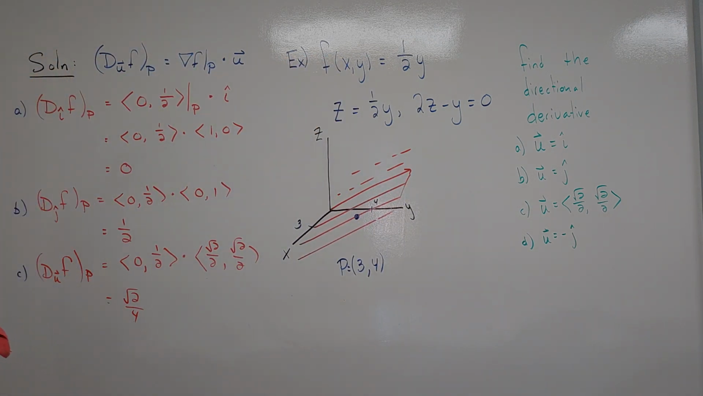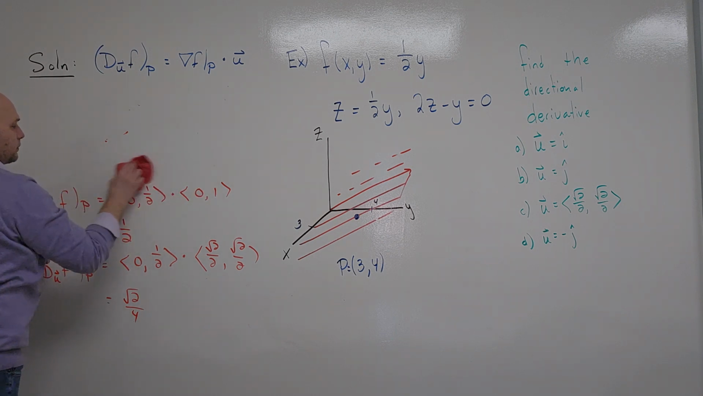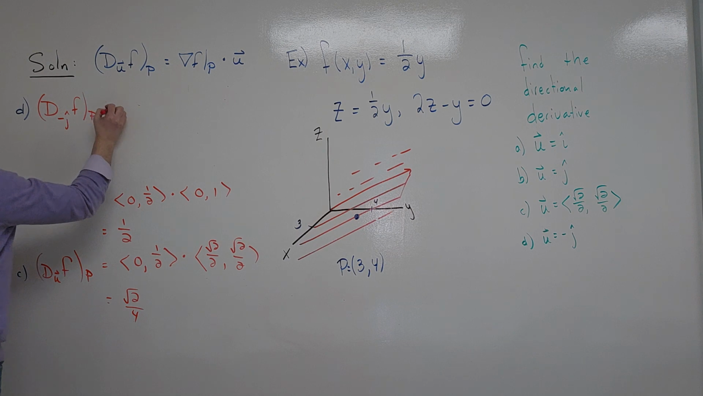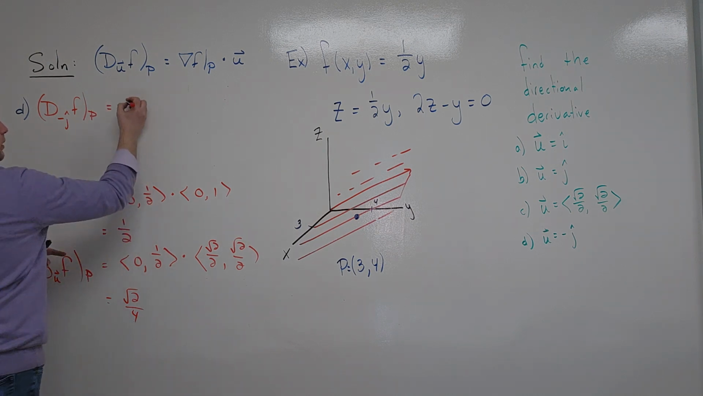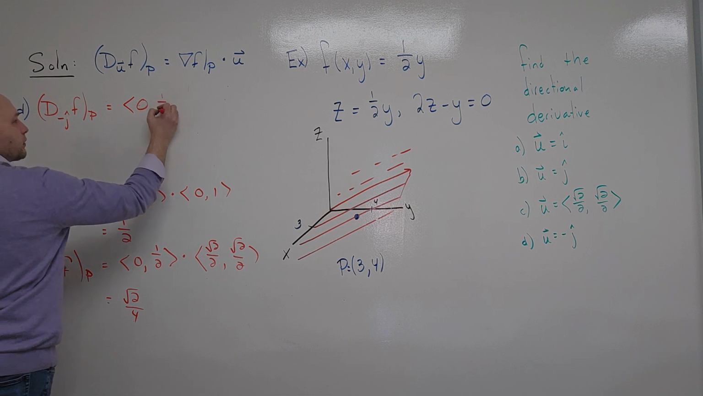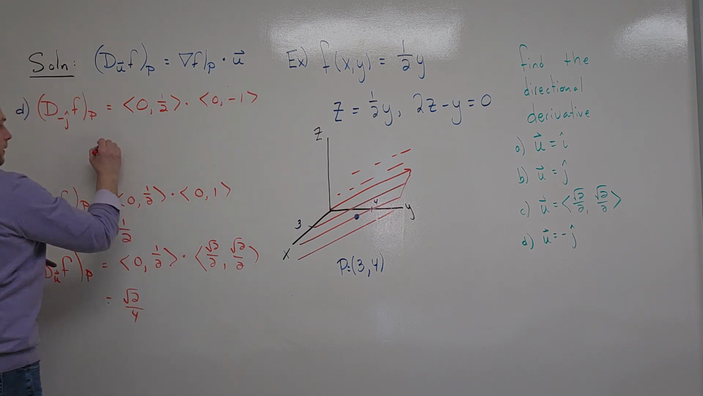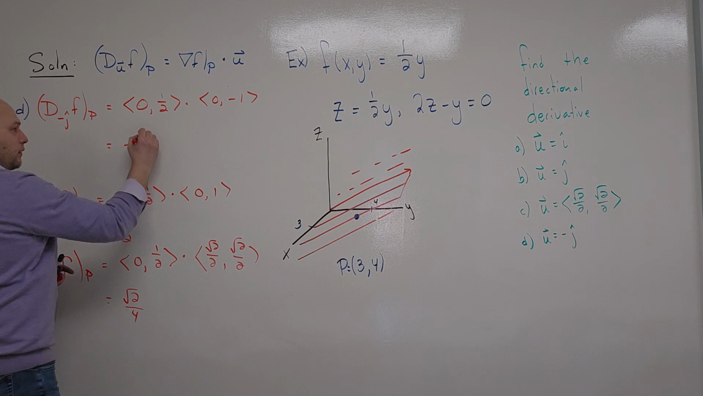So let's see, what can I clean up here? I'll clean this part up right here. And we'll just replace part A with part D. Okay, so part D. So we're looking at the directional derivative in the direction of negative j of the function f at the point P, given by the gradient that we just computed, which for all of these is 0, 1/2, dotted with negative j, which is 0, negative 1. Evaluate the dot product, we get negative 1/2.